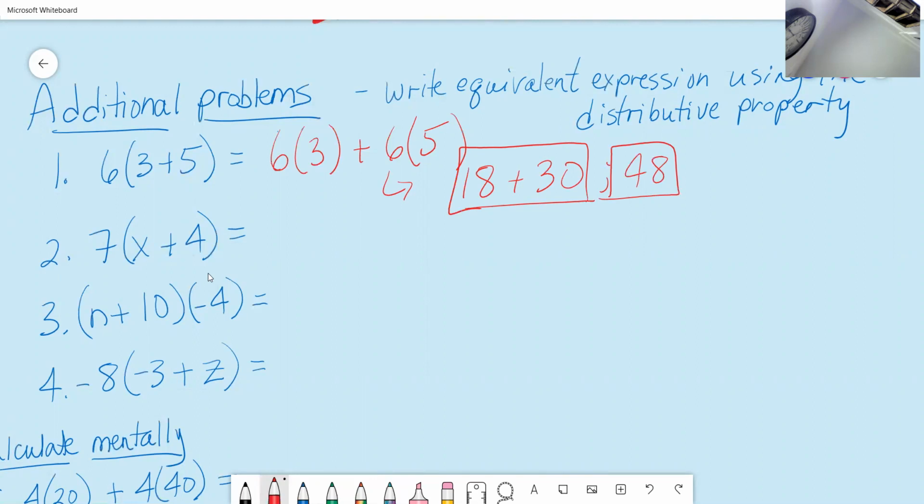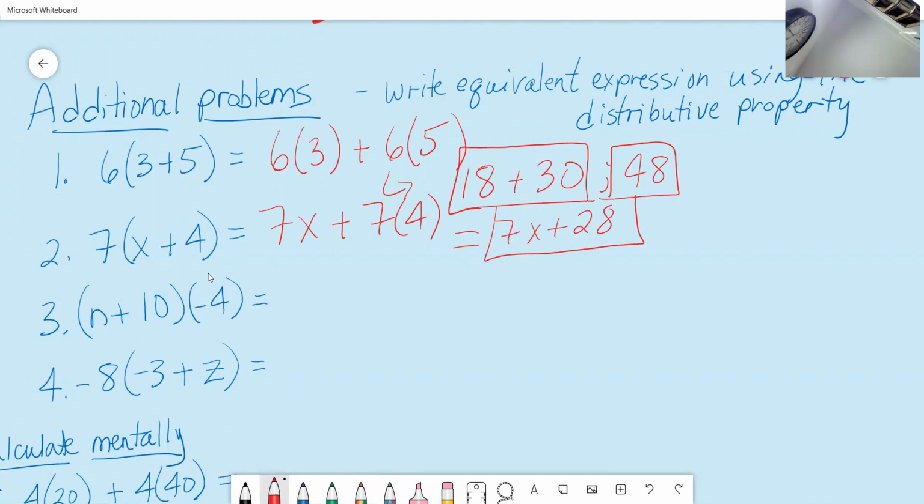Okay, 7 times x plus 4 is, you distribute the 7 into the two numbers being added together. So we have 7x plus 7 times 4. Okay, so 7x, and then we know that 7 times 4 is 28. So this would simplify more so into 7x plus 28.